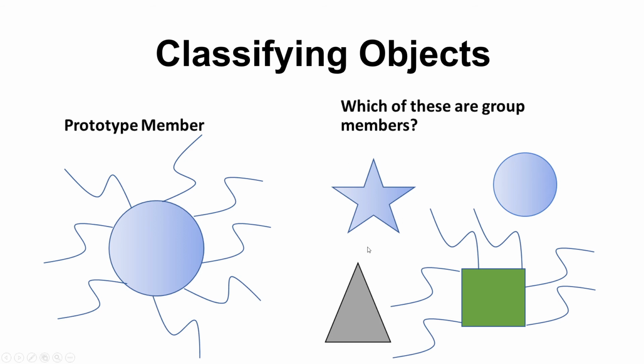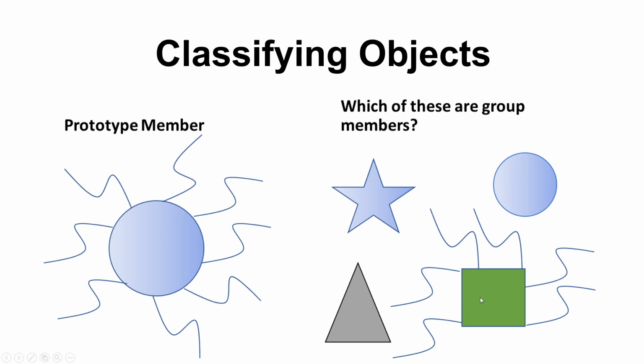We might also say that, okay, well, the star is the right color, but it's the wrong shape and it doesn't have squiggly lines. Is that part of the group or not? Or how about the green square? That's the wrong color and the wrong shape, but it has the squiggly lines. Is that one trait enough to be part of the group? And then we have our gray triangle, which is the wrong color, the wrong shape, and doesn't have squiggly lines. So we'd be pretty confident saying that this one is not part of the group.